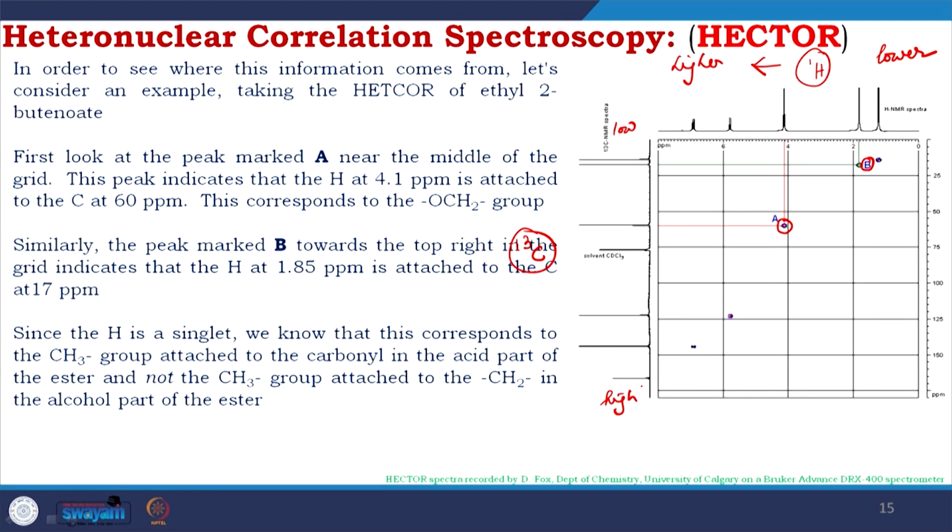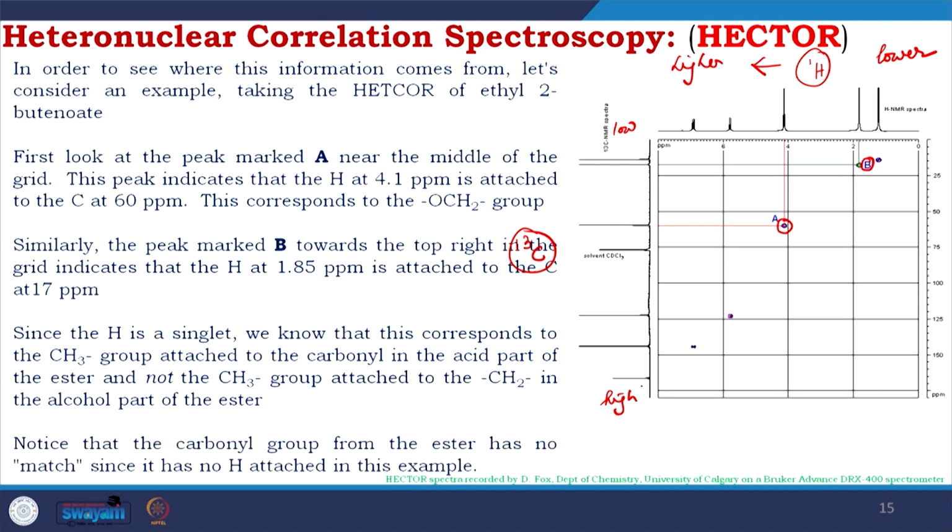Since the hydrogen is a singlet, we know that this corresponds to the CH3 group attached to the carbonyl in the acid part of the ester, and not the CH3 group attached to the CH2 in the alcohol part of the ester. So, in that way it helps us to understand the relation. You could also notice that the carbonyl group from the ester has no match, since there is no hydrogen present on it.